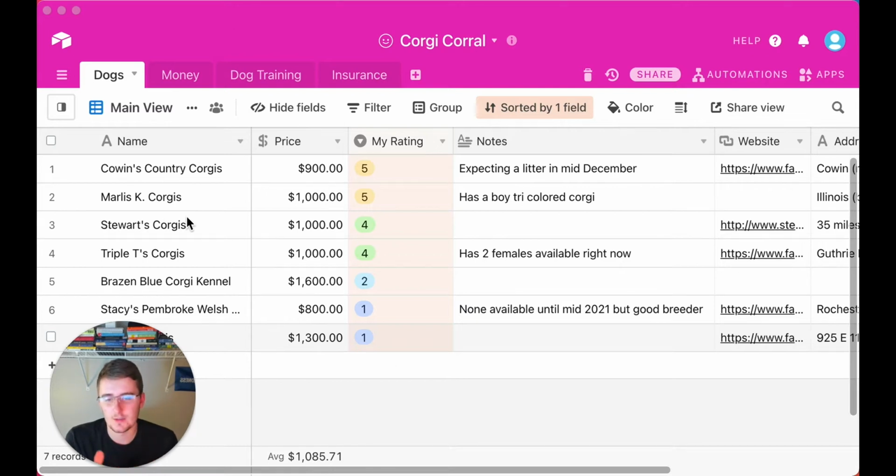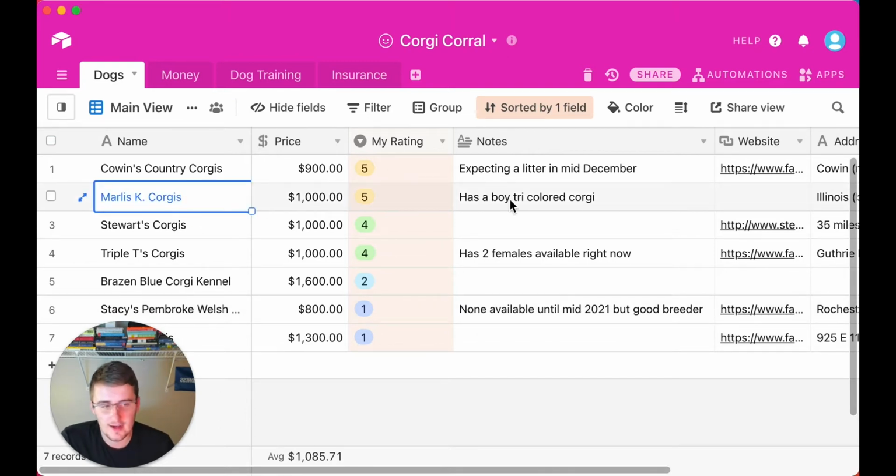So these were a few different breeders that we were looking at to get an AKC or whatever Corgi. And so these are the ones we ended up looking at. And we ended up going with Marlis because she had the exact kind we wanted. But this is just some of the fields you might want.